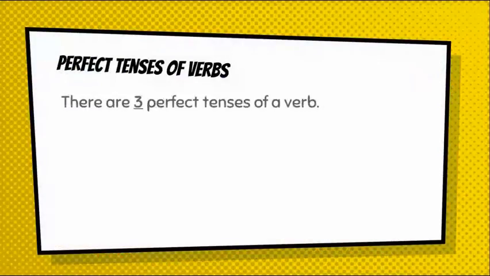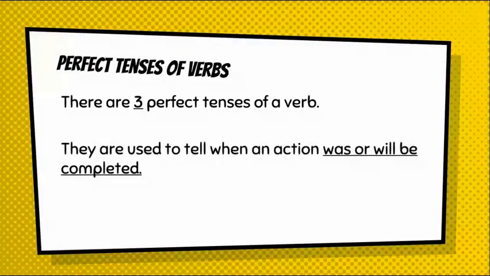Some perfect tenses of verbs. Remember, there are 3 perfect tenses of a verb. They are used to tell when an action was or will be completed. And you can remember this, they're just present, past, and future tenses.